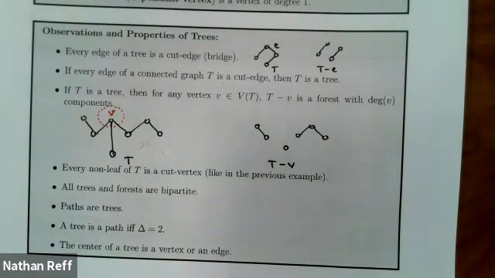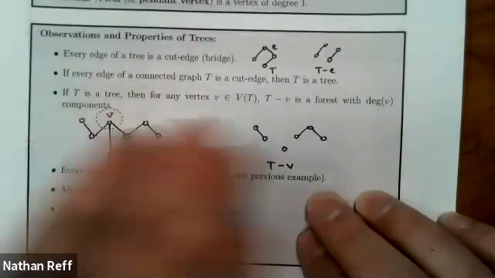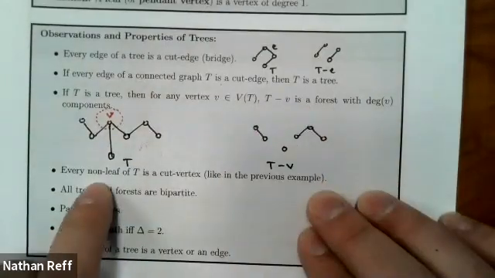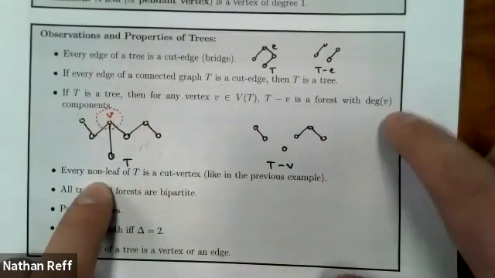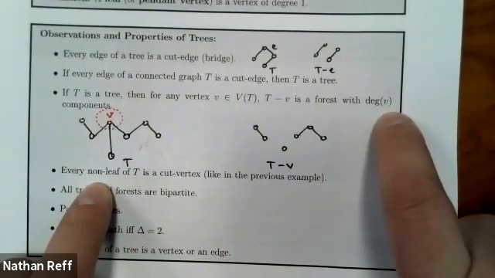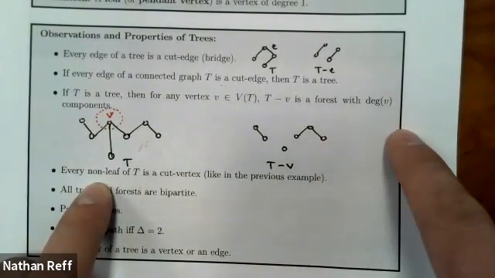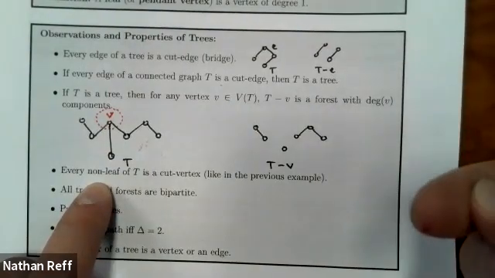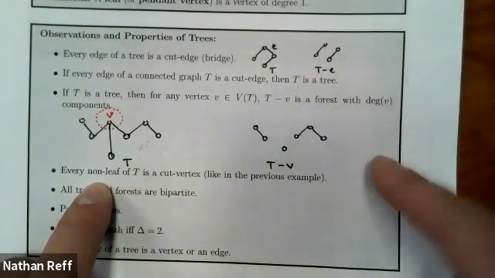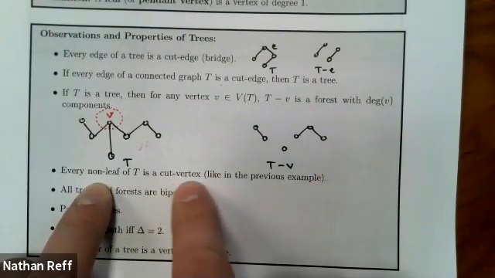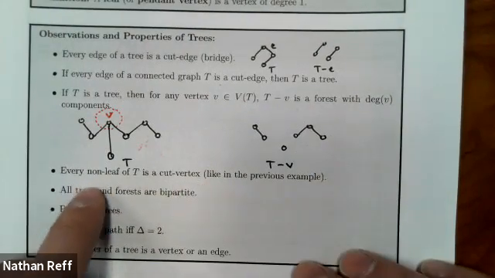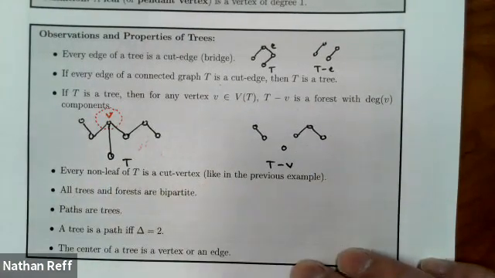The original definition is just if you delete it and you increase the number of components. But from what we're saying up here, as long as you're not a leaf, then the degree will be bigger than 1, right? If you are a leaf, the degree is 1, so it'll stay connected. But if you're a non-leaf, the degree is bigger than 1, which means that you will increase the number of components. You see that? So it'll be a cut vertex. Kind of interesting. All right.